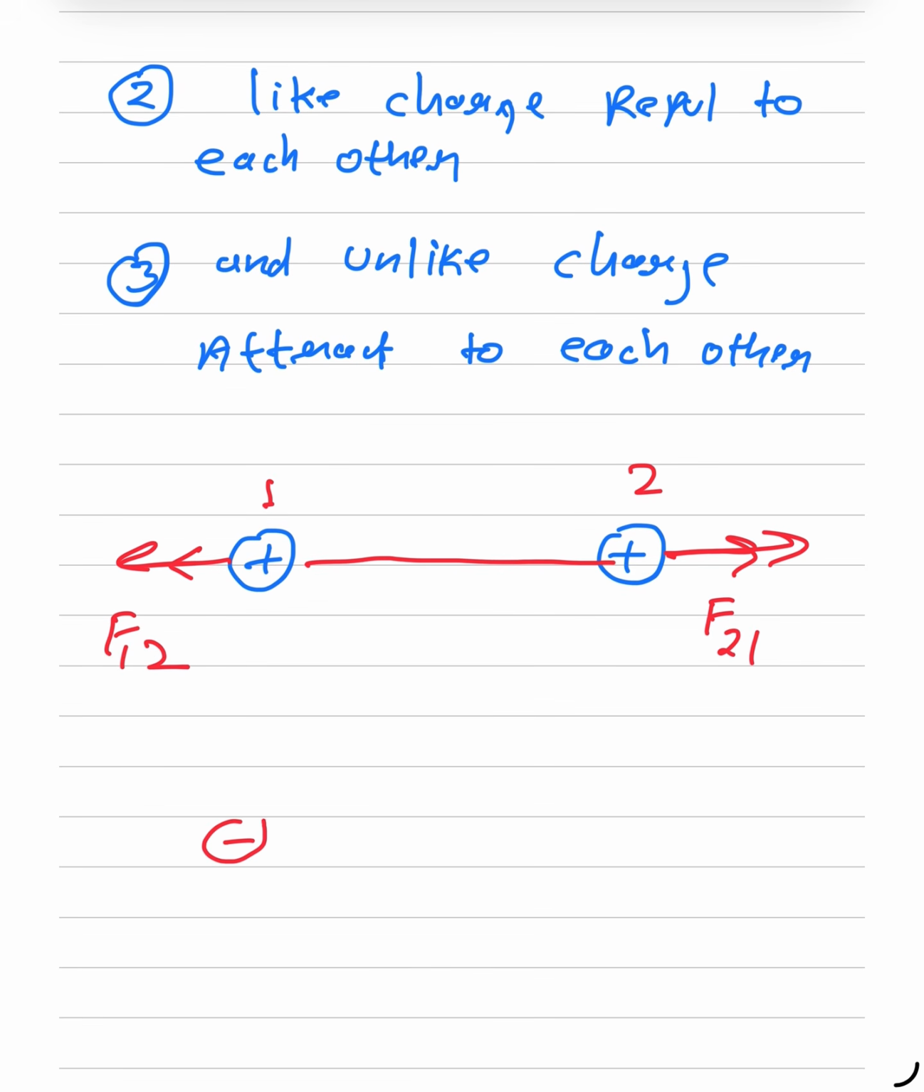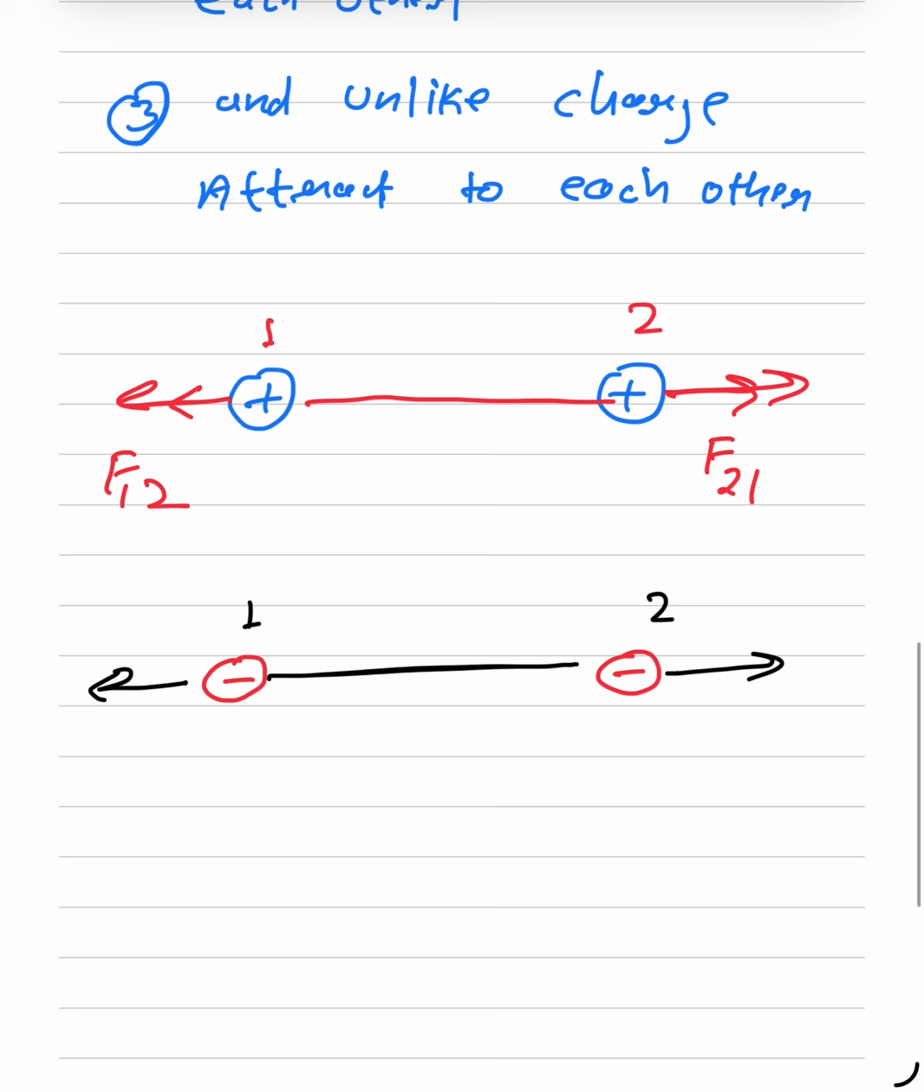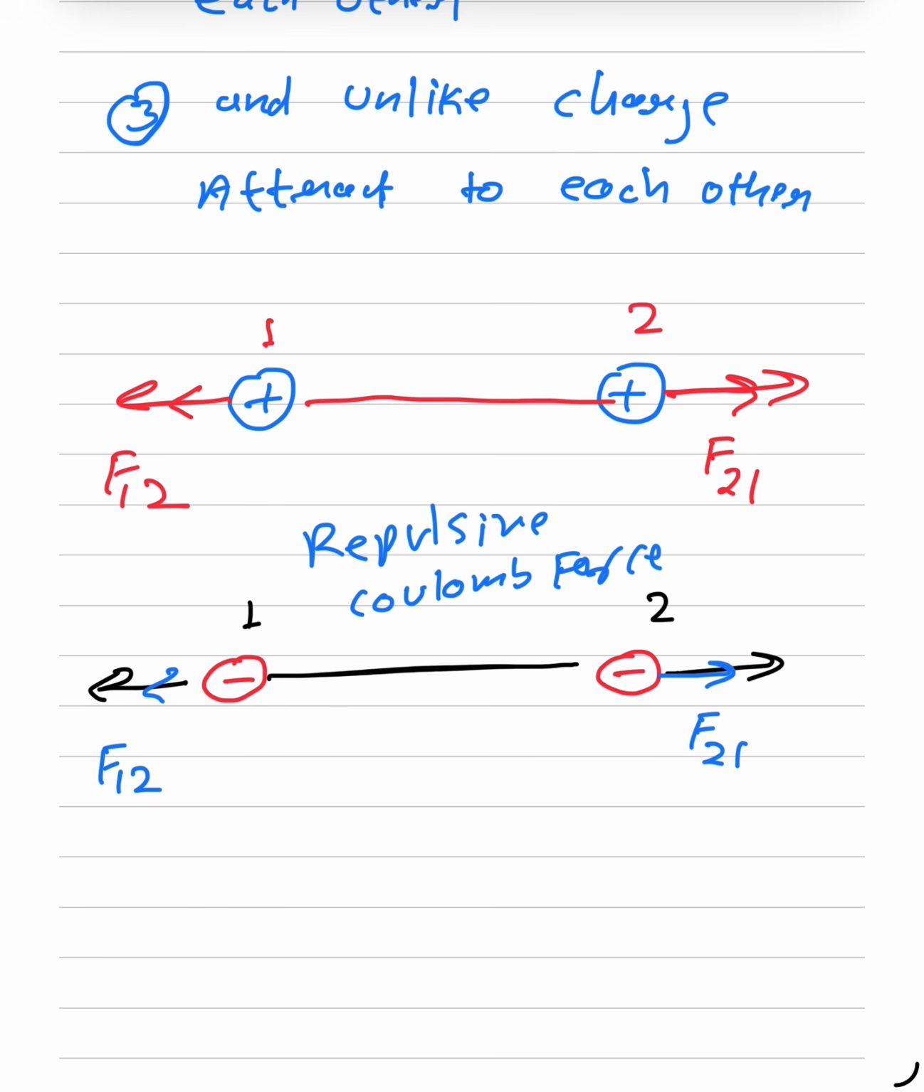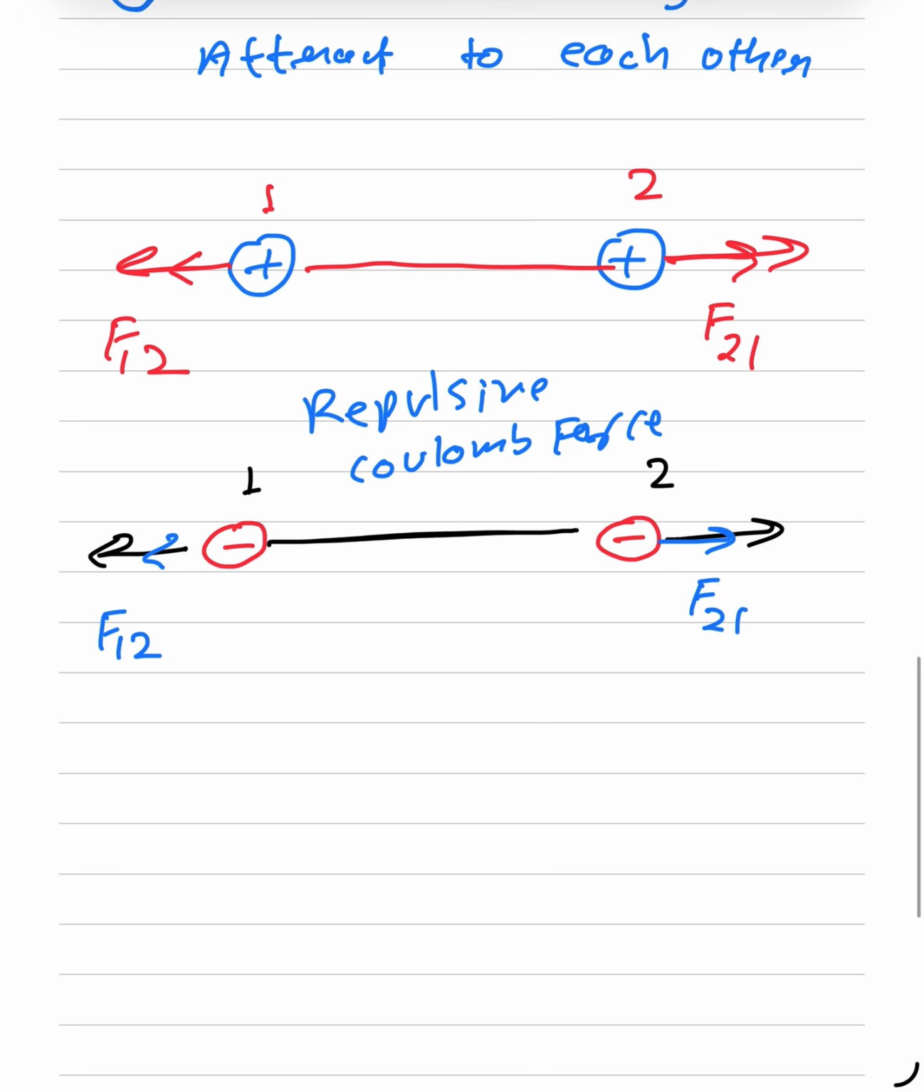And the second example, this is a negative charge and this is a negative charge. Both charges are negative, first and second. In this situation, both charges repel each other like this. Coulomb force on first due to second is along this direction and Coulomb force on second due to first is along this direction. This is a repulsive Coulomb force, right, due to like charges.